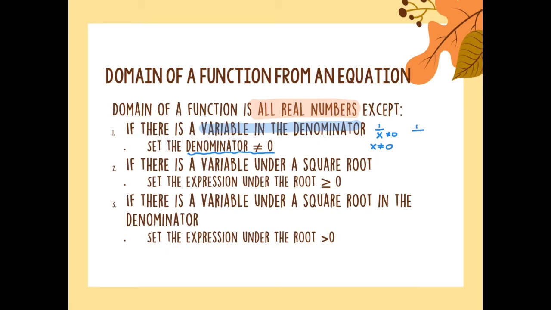If it was 1 over x plus 1, now I'd say that cannot equal 0, so x cannot equal -1. And that's my domain restriction.